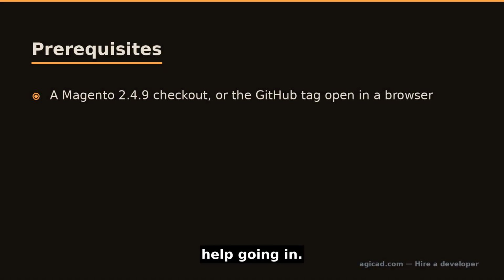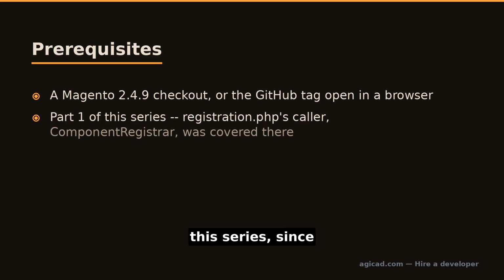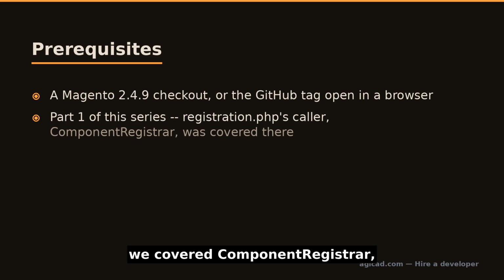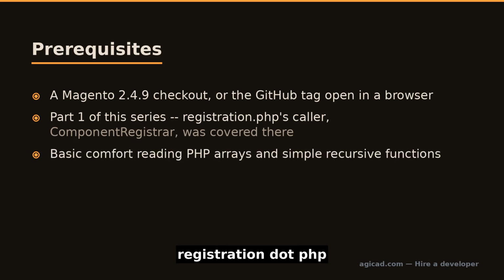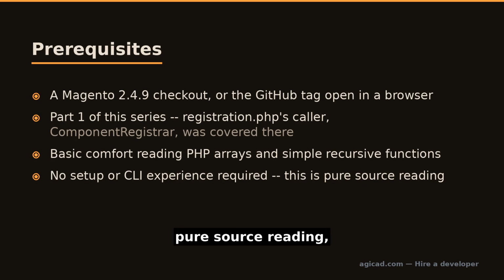A few things help going in. A real Magento 2.4.9 checkout, or just the GitHub tag open in a browser tab, so you can follow every file reference. It helps to have watched part 1 of this series, since we covered ComponentRegistrar, the class that registration.php actually calls into, in some depth there. Basic comfort reading PHP arrays and a simple recursive function will get you through everything today. And you don't need any Magento CLI or setup experience, this is pure source reading, start to finish.